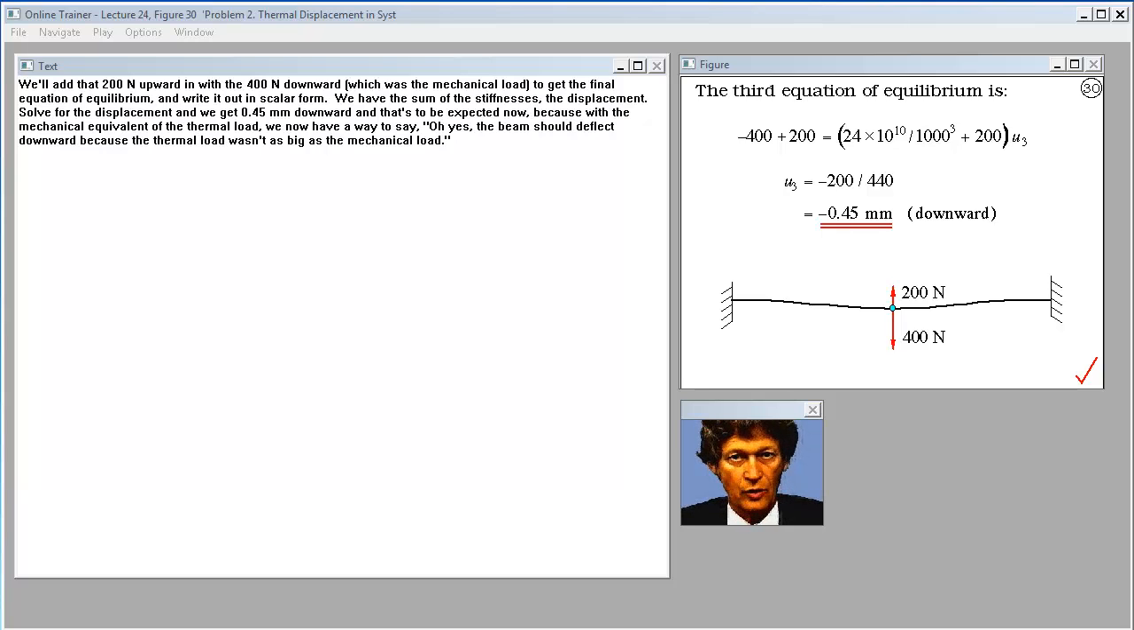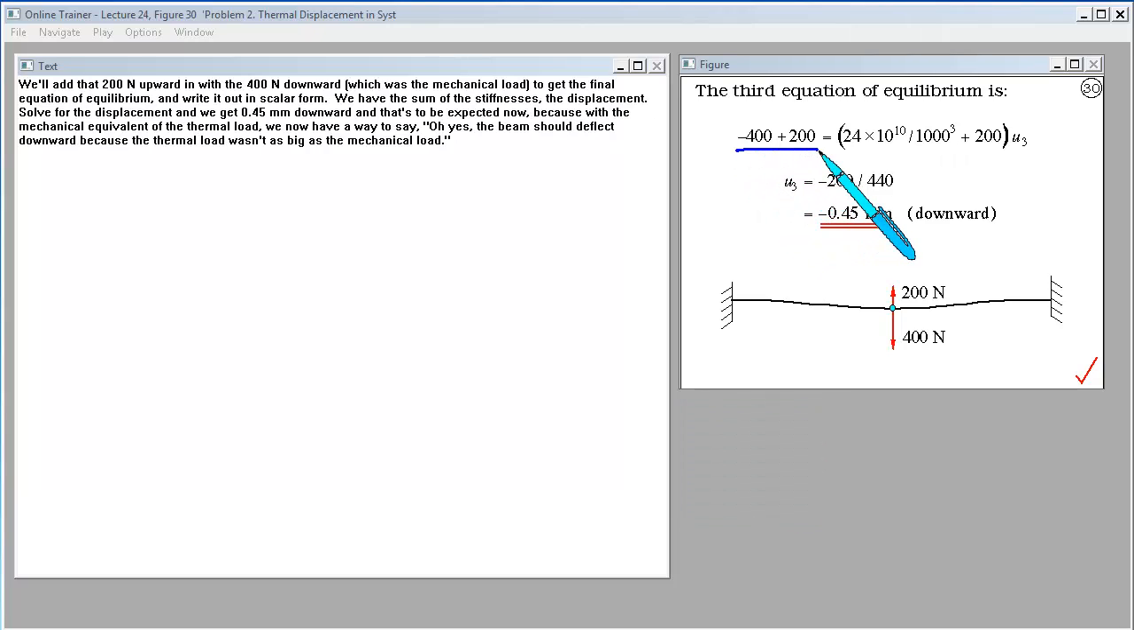We'll add that 200 newtons upward in with the 400 newtons downward, which was the mechanical load, to get the final equation of equilibrium, and write it out in scalar form. We have the sum of the stiffnesses, the displacement. Solve for the displacement, and we get 0.45 millimeters downward.